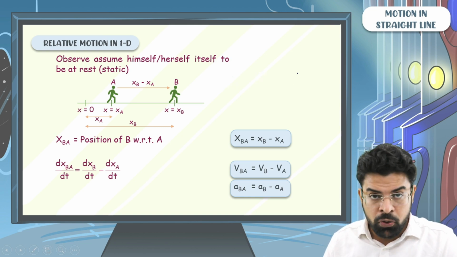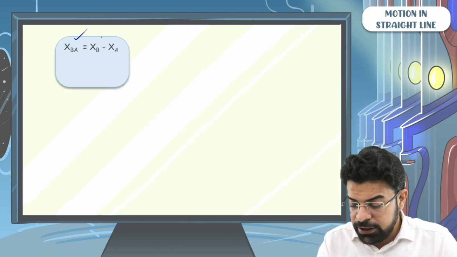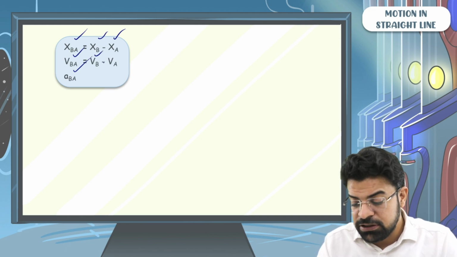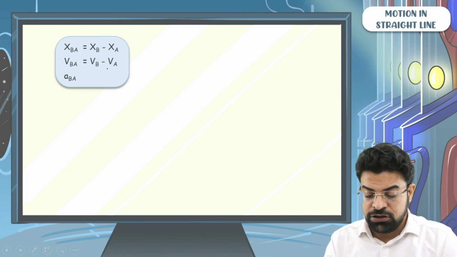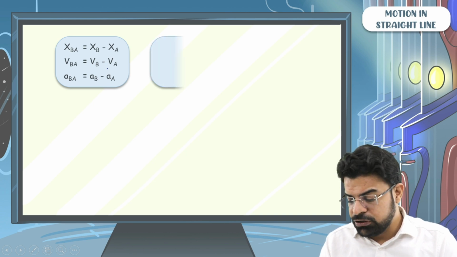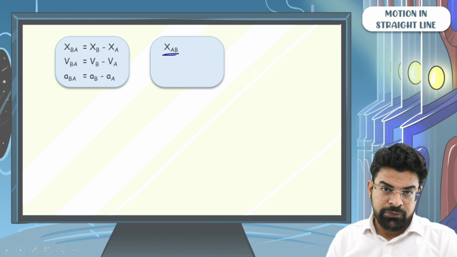Let's talk more on this. So we have learned that position of B with respect to A equals to position of B minus position of A. Velocity of B with respect to A equals to velocity of B minus velocity of A. Acceleration of B with respect to A equals to acceleration of B minus acceleration of A. So easy. Now I ask you, what is the position of A with respect to B?